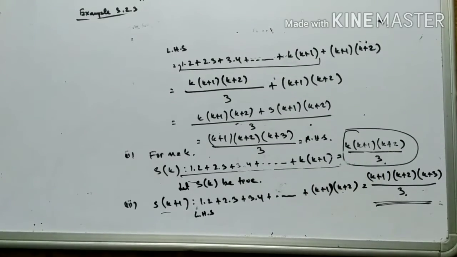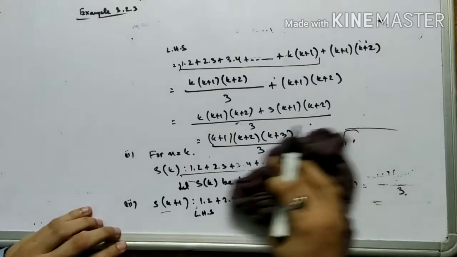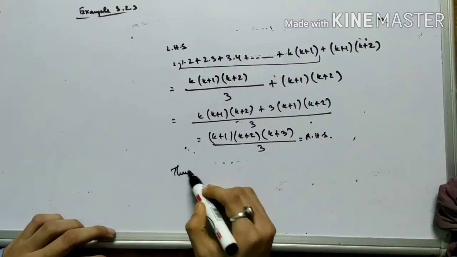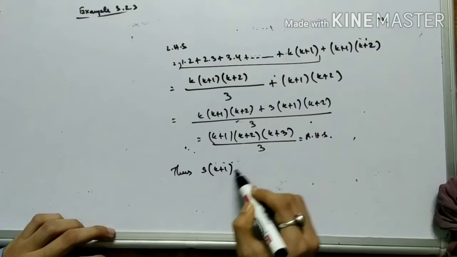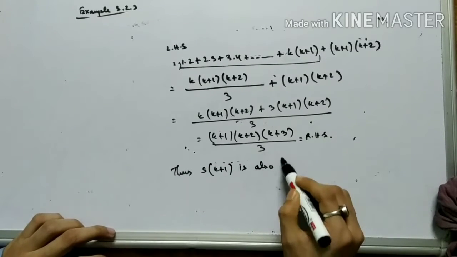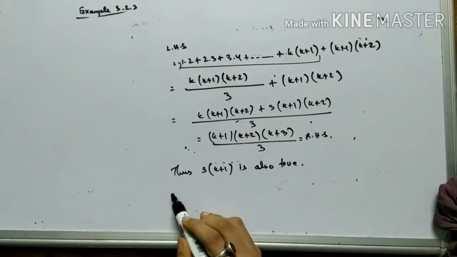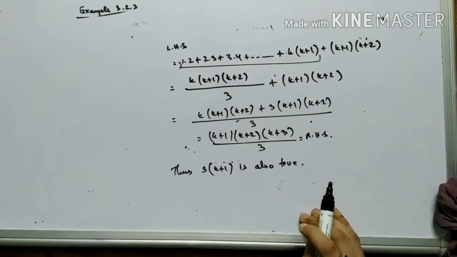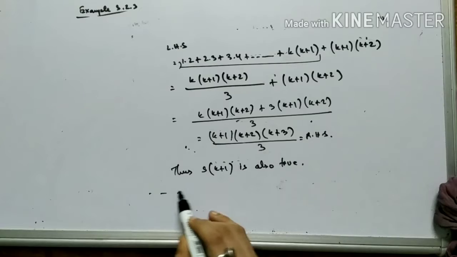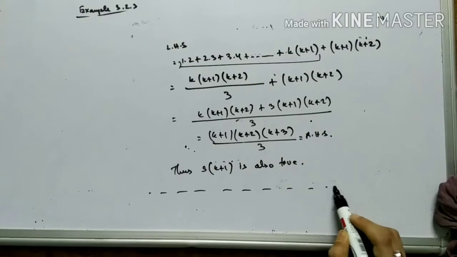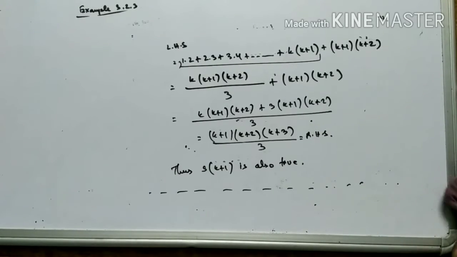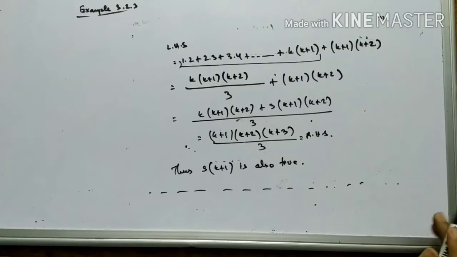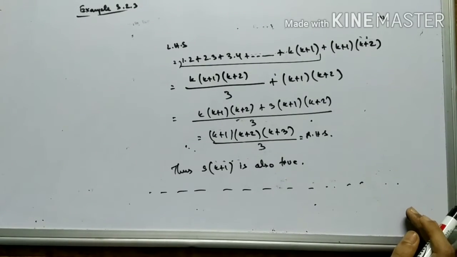Thus I can say that S(k plus 1) is also true. Therefore, by the method of mathematical induction, Sn is true for all n belonging to N.